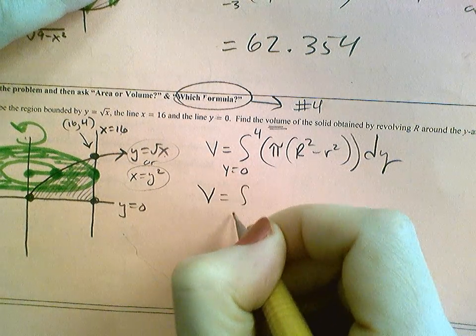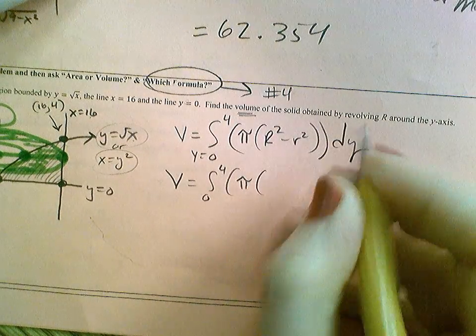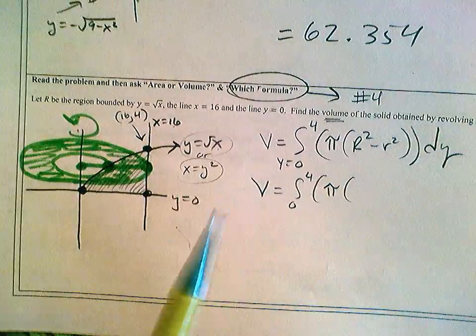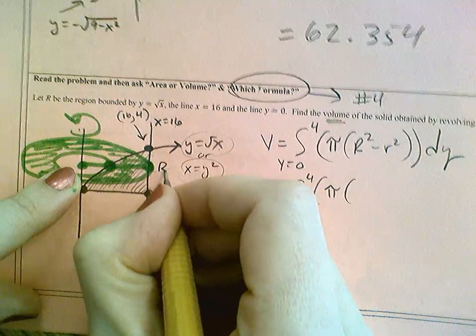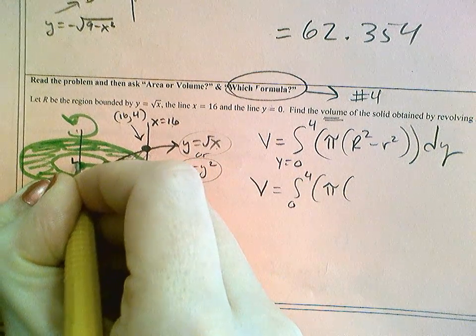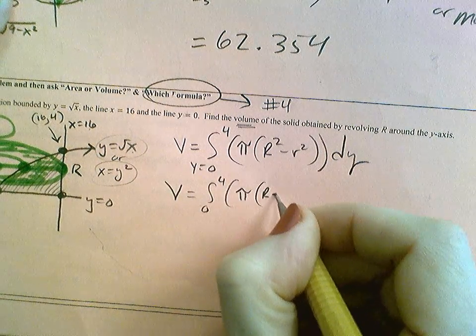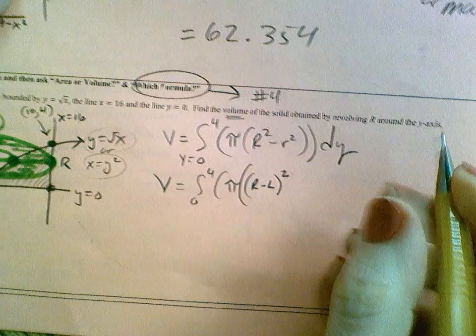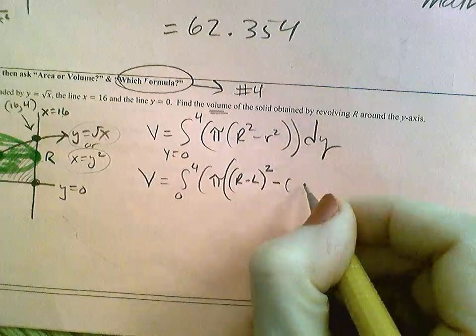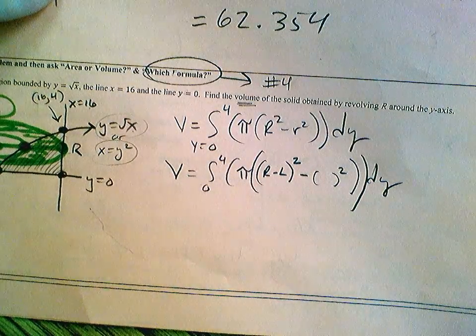Volume equals the integral from 0 to 4 pi. Okay, now big R, okay, big R is this, and we're going to get it by doing right minus left. Right minus left, squared, oops, I need a parentheses there, minus little r squared. Is that good? I think my parentheses are good.